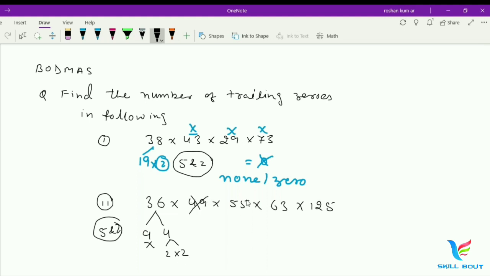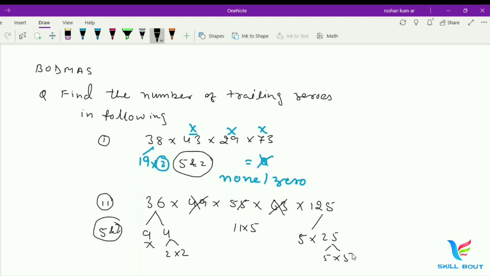This 49 is not of my use. This 55, yes, 55 is of my use. I can get 5. So this can be written as 11 into 5. That's all. Then 63, not of my use. Then 125, yes, 125 will be equal to 5 into 25. Again, 25 will be written as 5 into 5.